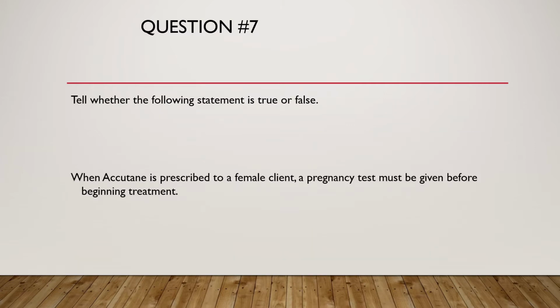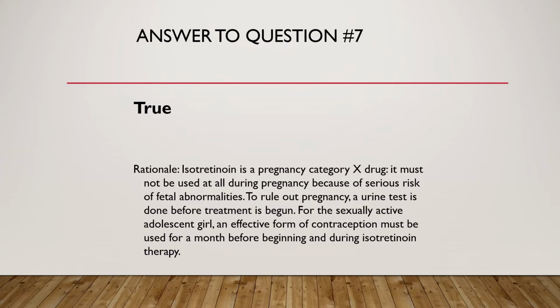Question number 7. Tell whether the following statement is true or false. When Accutane is prescribed to a female client, a pregnancy test must be given before beginning the treatment. The answer is yes, it's true. Isotretinoin is a pregnancy category X drug. It must not be used at all during pregnancy because of serious risk of fetal abnormalities. To rule out pregnancy, a urine test is done before treatment is begun. And for sexually active adolescent girls, an effective form of contraception must be used for a month before beginning and also continue during the Accutane therapy.